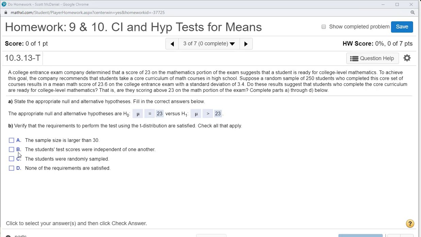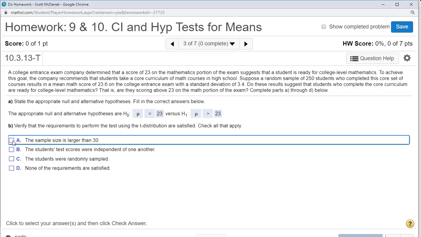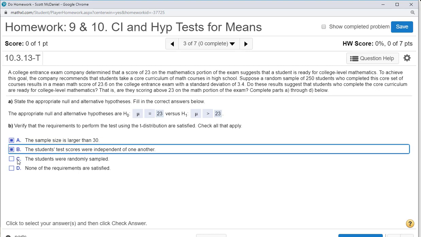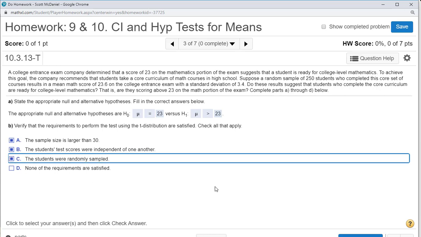Okay, so we need to have a sample larger than 30. If it's less than 30, then we would need to make sure it came from a roughly normal sample, or roughly symmetric and unimodal. So it is larger than 30. We have a total of 250. Test scores are independent of each other. That's what we're assuming. And they were randomly sampled. And it says, suppose a random sample. So they look good.